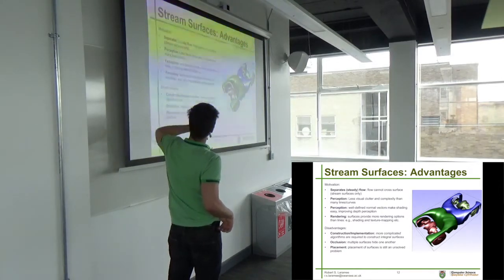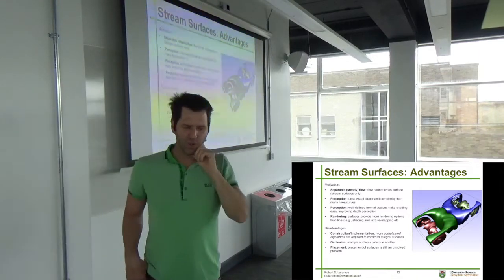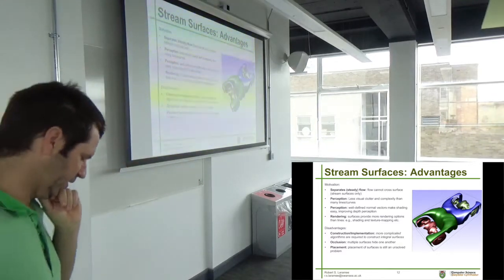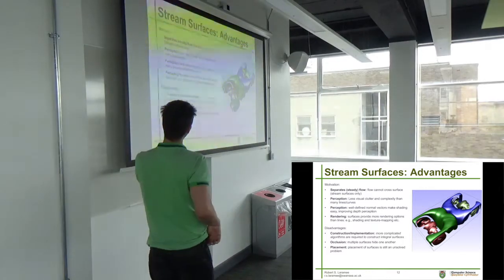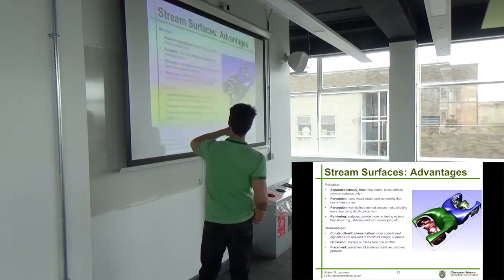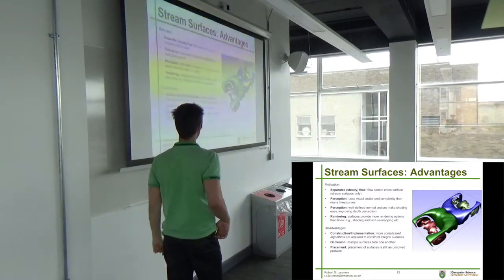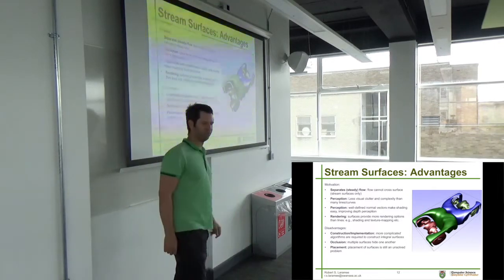And one of the big disadvantages is that constructing a stream surface is more complicated. It requires a more difficult implementation than streamlines. They still suffer from occlusion, right? Multiple surfaces can hide one another. And placement of surfaces, or seeding of surfaces, is still considered to be an unsolved problem.